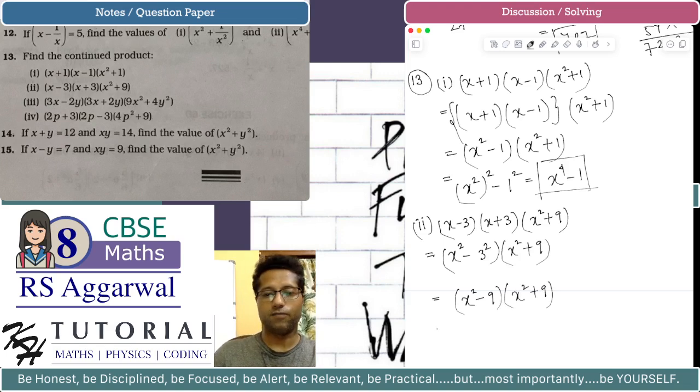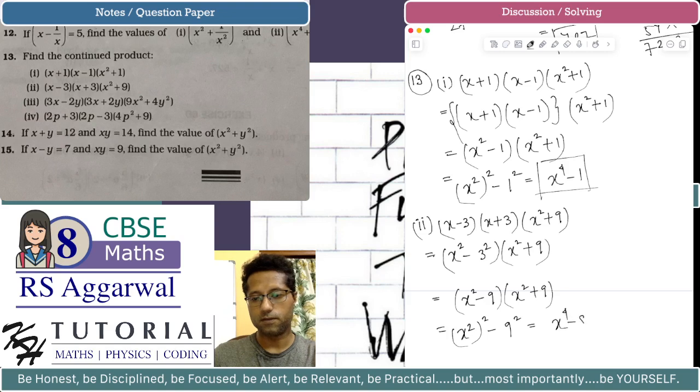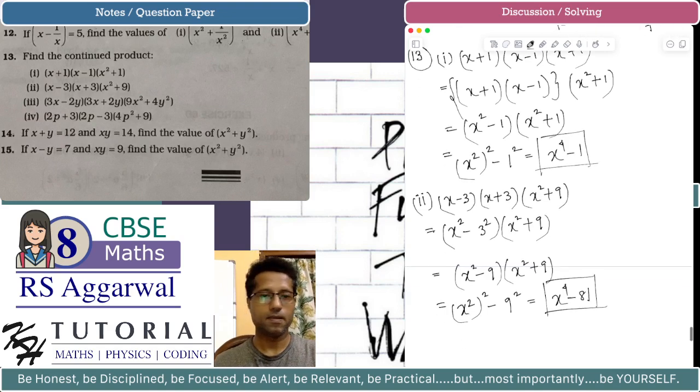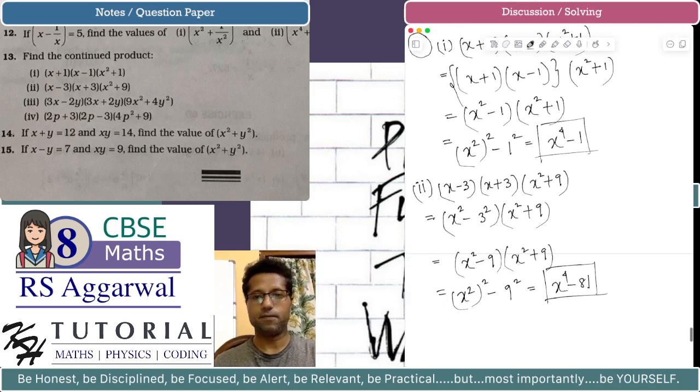So again we have the form a plus b into a minus b, which is equal to a square minus b square. So we have a square minus b square, which is equal to x to the power 4 minus 81. Now part 3 and 4 are very similar to part 1 and 2, so I'm not doing part 3 and 4. You have to do it exactly the same way as I did part 1 and 2.